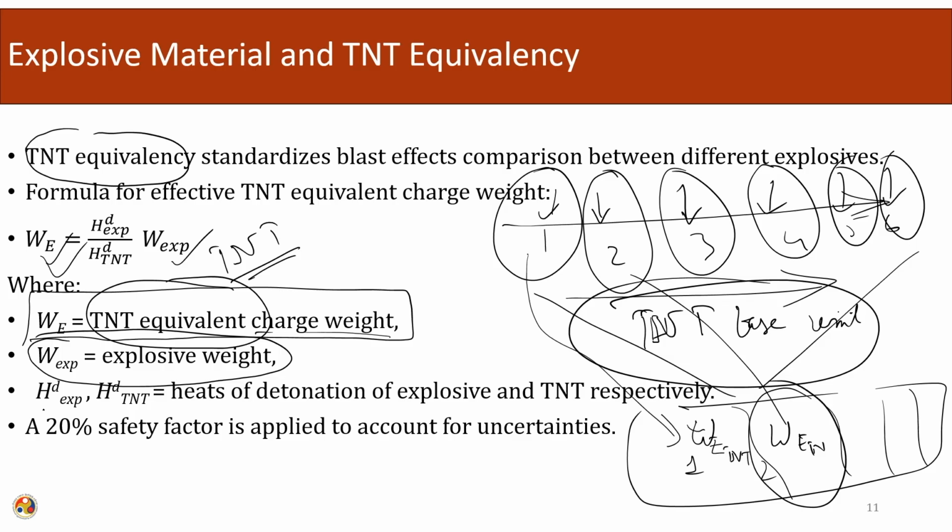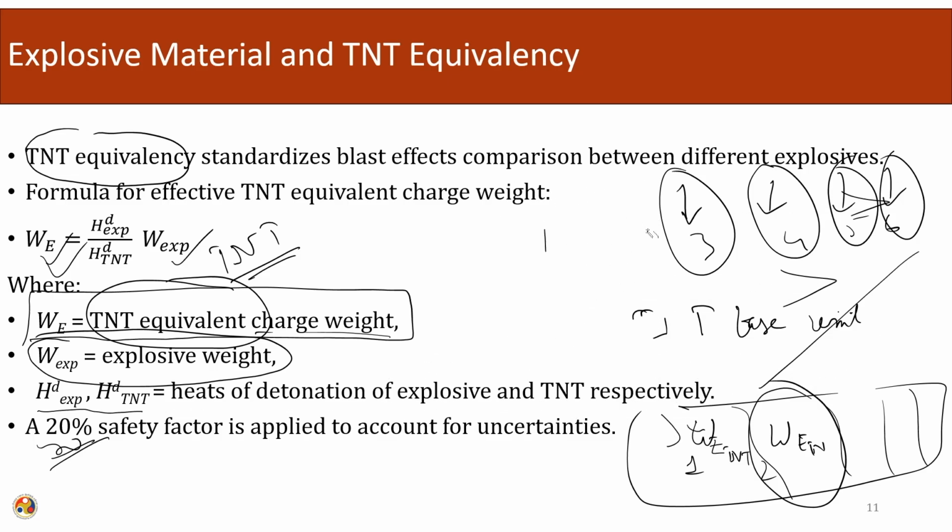H is used to denote the heat of detonation of the unknown explosive and of TNT respectively. Since this is a very uncertain area, a 20% safety factor is applied to account for the uncertainties. Basically, the effect of any type of explosive is expressed in terms of an equivalent amount of TNT. The equivalent kg of TNT becomes our base unit whenever we are talking about blast loading.